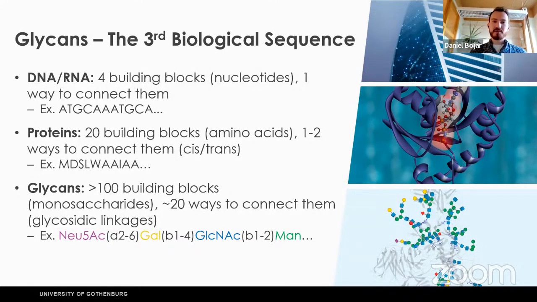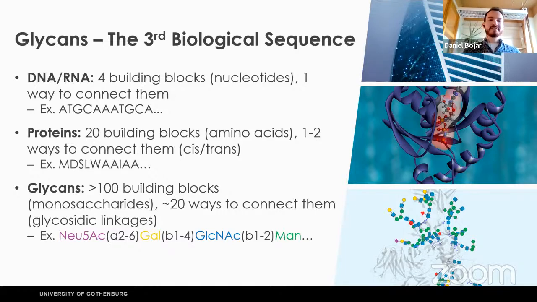That's different for proteins, where you have 20 building blocks already, the amino acids, these canonical ones, and you can have up to 2 ways to connect them if you consider cis and trans, 2 different geometric means of connecting amino acids. And that gives you a lot higher diversity. Consequently, the sequences are shorter, because you have already a lot of diversity, and you don't need to go to these extreme sequence lengths to convey your information.